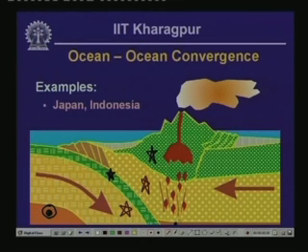So there is an asthenosphere underneath the oceanic crust, and in this case both the oceanic crusts are underlain by asthenosphere, whereas in the previous slide, where we were considering ocean to continent convergence, we had one asthenosphere underneath the oceanic crust and another one underneath the continental crust. So the features in ocean to ocean convergence are quite similar to ocean to continent convergence.